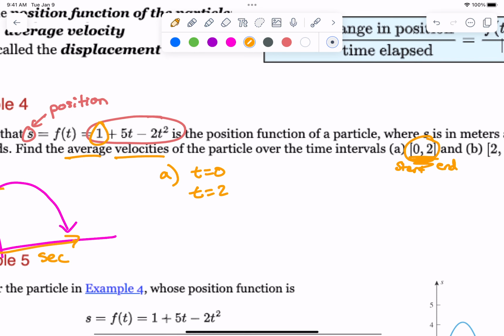So if at a time of 0, what's my velocity going to be? Or what's my position, I should say? If I plug 0 in, I'm at 1. S equals 1, okay? If I am at 2, my S is how much? If I plug 2 in, 1 plus 10 minus 2 squared, 8? 1 plus 10 minus 8, what's that? 11 minus 8 is 3? So now I'm at 3, okay?